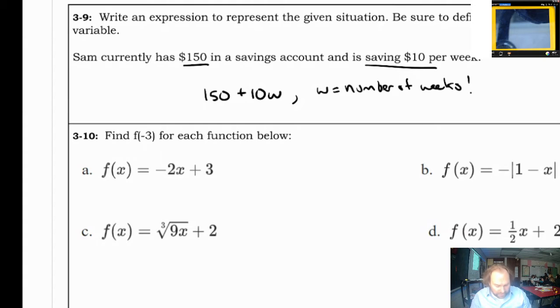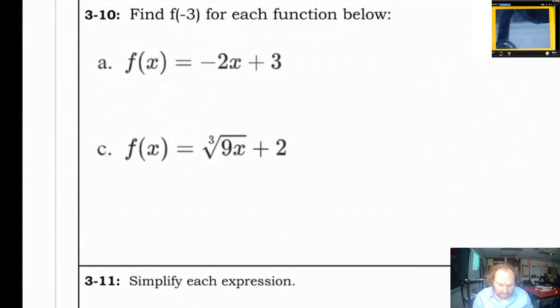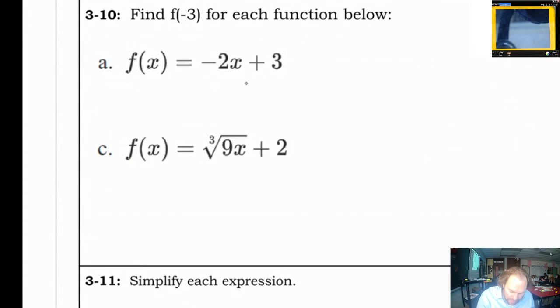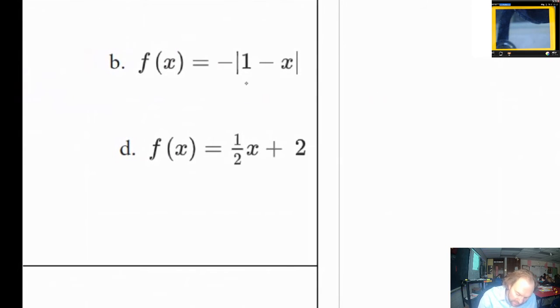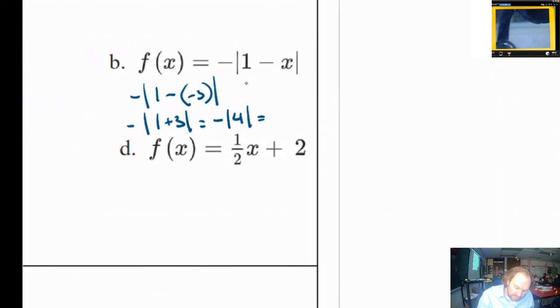Easy. Next question, all we've got to do is find f of negative 3. So we're just going to plug negative 3 in for x in all these problems. Negative 2 times negative 3 plus 3, in this case, would be positive 6 plus 3 equals 9. Over here in question B, this is negative absolute value of 1 minus negative 3. Let's be careful about this and plan out our steps. This is negative absolute value of 1 plus 3, which is the negative absolute value of 4, which is negative 4.